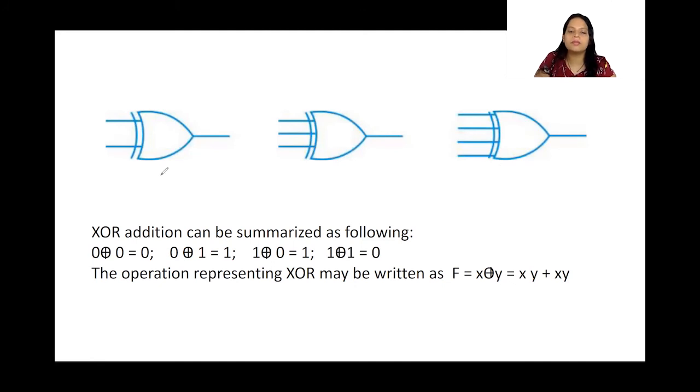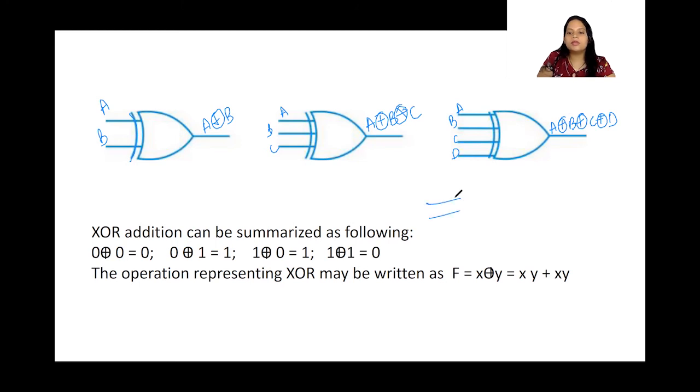So this is how we are representing the XOR gate. It is an OR gate with a double curve in the beginning. So this is going to be 2 variables. So how are we going to write it? A XOR B. If it is 3 variables, we are going to write it as A XOR B XOR C. If it is 4, then we are going to write A XOR B XOR C XOR D. So this is how we are going to represent it.